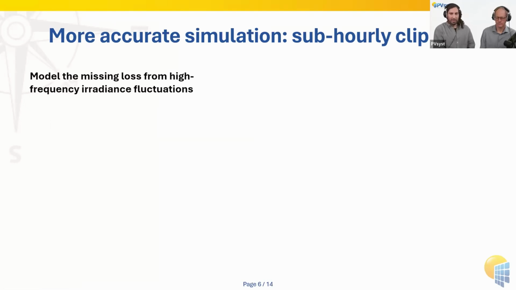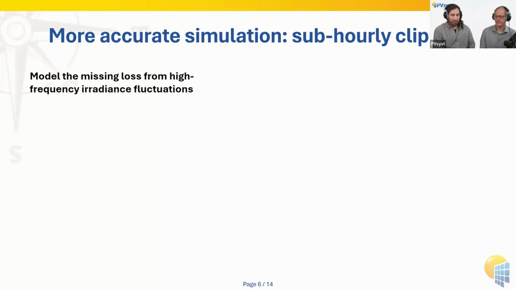The main improvement here is a new so-called sub-hourly clipping correction model. The idea is that high-frequency irradiance fluctuations can lead to some clipping losses that are not seen by a traditional hourly simulation. This means that we're basically missing a few losses, especially for small arrays. The solution to this was to consider more high-frequency time series.